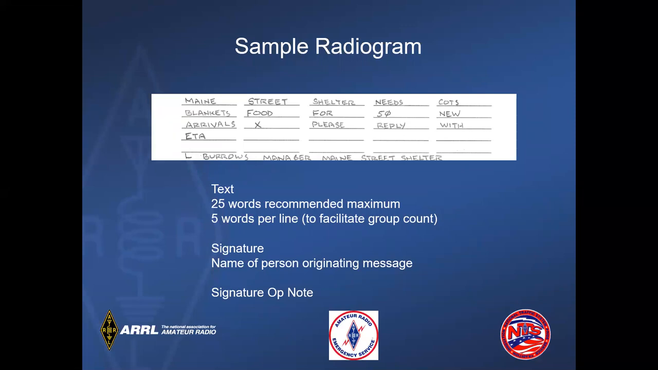You'll notice that the radiogram form has 25 spaces for words or characters. That's a recommendation, not a requirement. Most routine messages you can usually condense down to 25 words or less. They used to have contests back in the 50s and 60s. In 25 words or less, please, whatever, and then you'd win a prize. They're divided into 5 words per line, so you can easily count up the number of words.